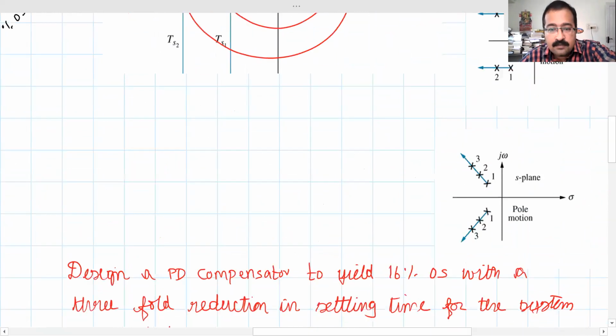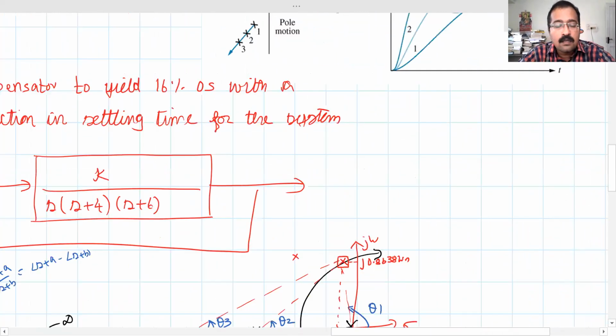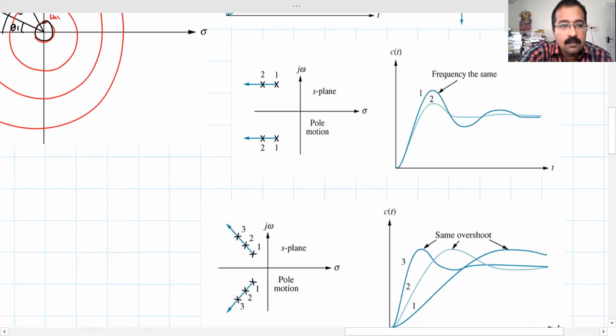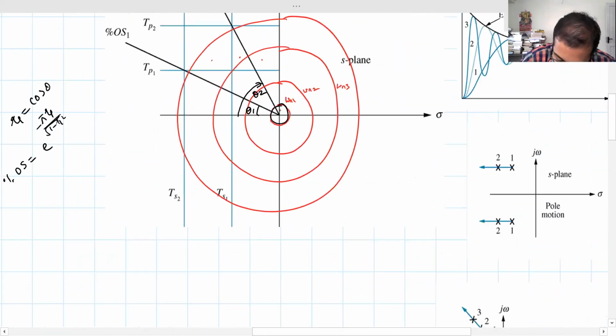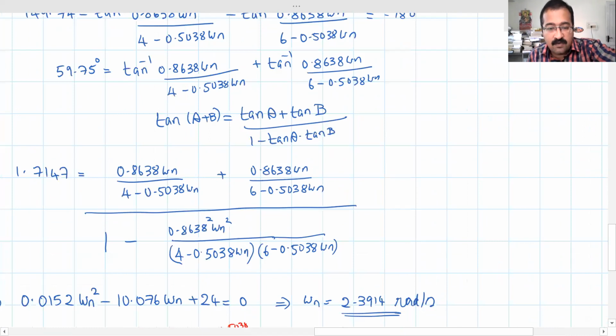Where's our S-plane? S-plane is here, right? So that means you are moving radially because overshoot is not changing. Initially we were at this point. Now we are at this point. So the root locus passed through this particular point. Now it has to be reshaped so that it passes through this particular design point. That's what we are doing here.